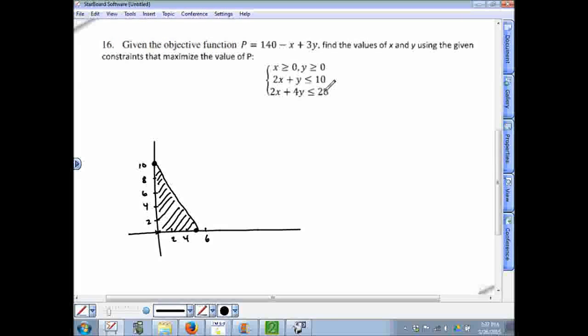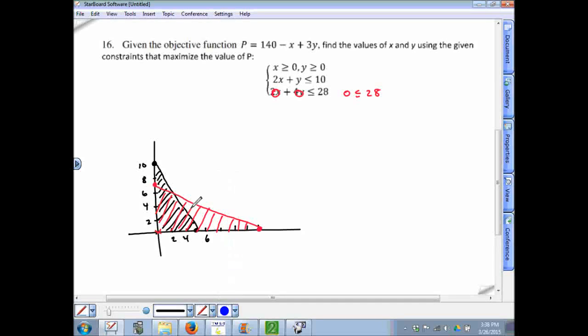Now for this one here, 2x plus 4y is less than or equal to 28. It's also a straight line. The x-intercept is 14 and the y-intercept is 7. If you use the same test point, 0, 0, you plug in a 0 for x, that turns to 0. Plug in a 0 for y, that turns into 0. So you have 0 is less than or equal to 28. That's also true, so shade underneath that line as well.